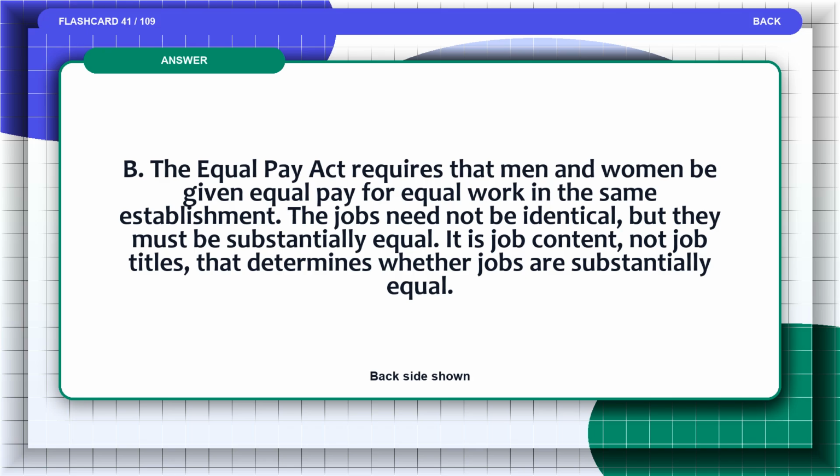The answer is B. The Equal Pay Act requires that men and women be given equal pay for equal work in the same establishment. The jobs need not be identical, but they must be substantially equal. It is job content, not job titles, that determines whether jobs are substantially equal.